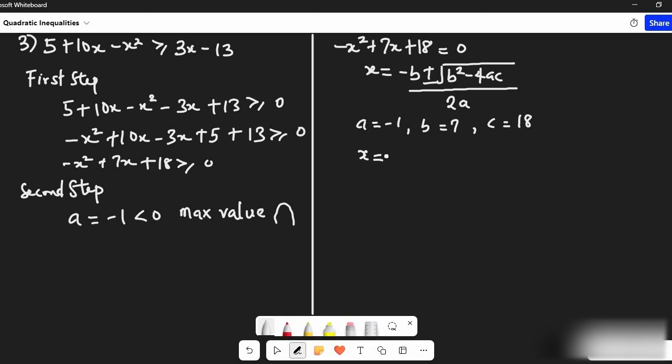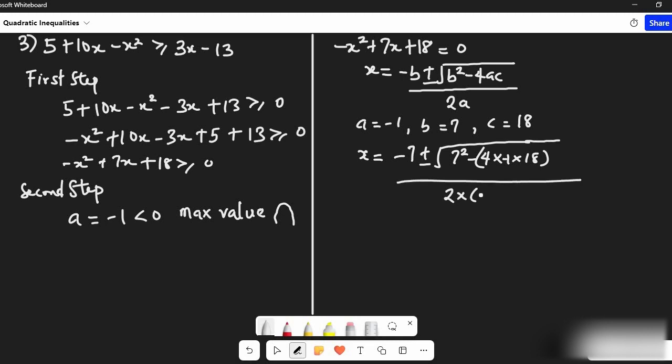So I'm just going to put these values in the formula. It's going to be minus 7 plus or minus the square root of 7 squared minus 4 times minus 1 times 18, over 2 times minus 1. So we have that x equals minus 7 plus or minus the square root of 49 minus 72 over minus 2.